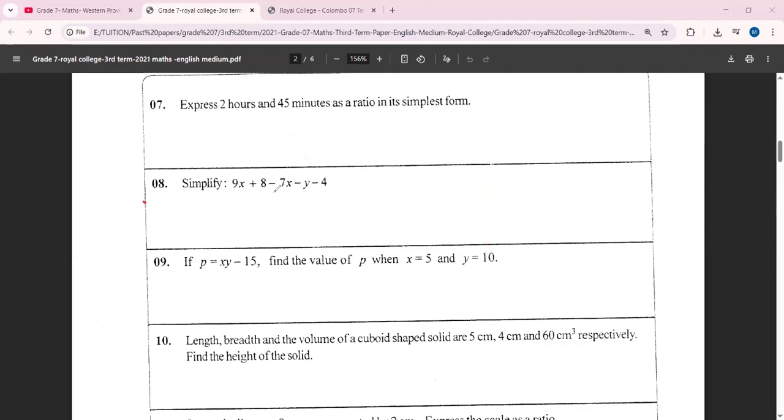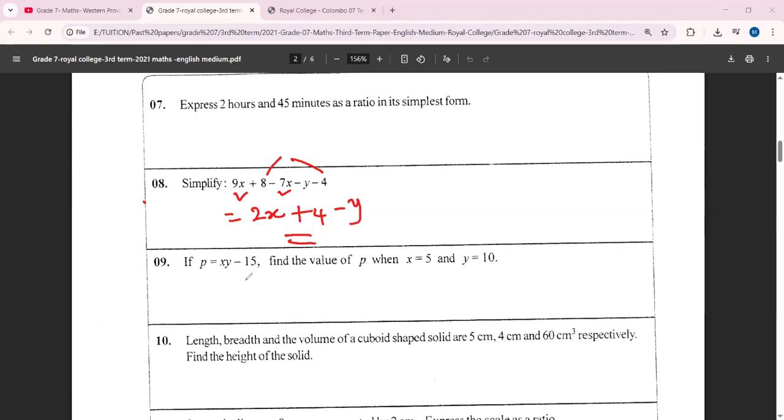Simplify this. You have 9x minus 7x, so we can simplify the like terms together. 9x minus 7x is equal to 2x. And then here you have plus 8 and here minus 4. 8 minus 4 is plus 4. And this minus y will remain the same because there are no other y terms to be simplified with it.